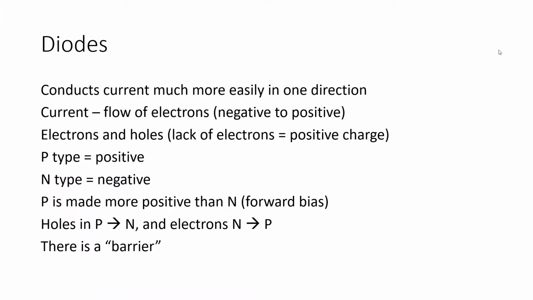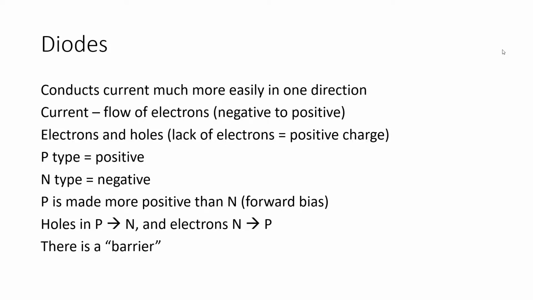Right, so a diode will conduct electricity much more easily in one direction. It is designed to flow in one direction. In the opposite direction it does conduct electricity, but that is for another day. So a diode will conduct current in one direction much more easily.